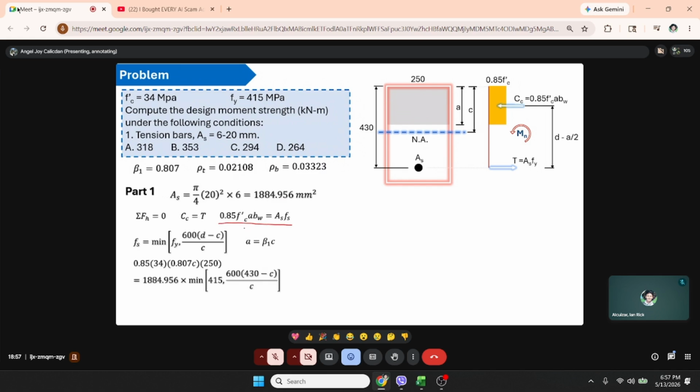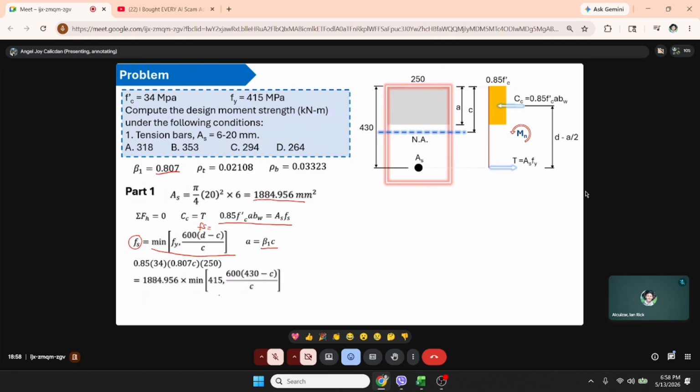So from this, i-substitute ni mo tanan. So 0.85 fc prime, which is given 34, times ang a equal to beta 1 c, and beta 1 kay 0.807 c, times width sa beam, which is 250 given, equals to As, which is dissolved, 1,884.956 times minimum taning Fs times Fs, which is just minimum sa Fy o katong formula sa Fs na 600 times d minus c all over c.